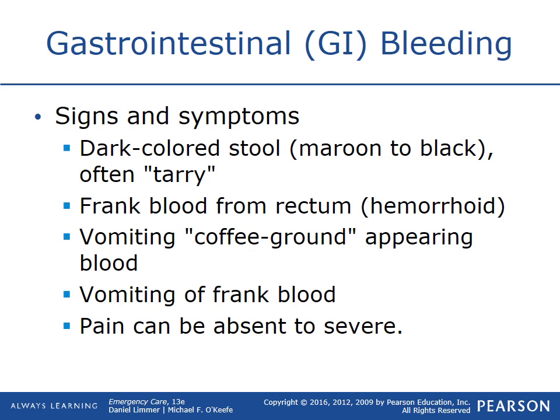If it's frank blood from the rectum, it's a hemorrhoid, so if it's more bright in color. But if it's gone through the system, it'll be dark colored stool, tarry-like. If it comes out the mouth and they vomit blood, it can be a coffee ground like substance. It looks just like used coffee grounds. If it is more fresh, then it might be a bleeding that's higher up and not necessarily from the stomach. But the pain can be absent to severe in either case.